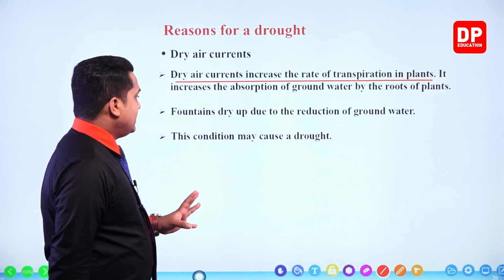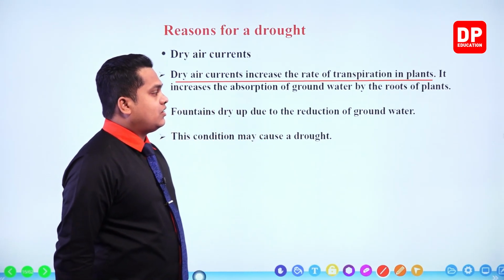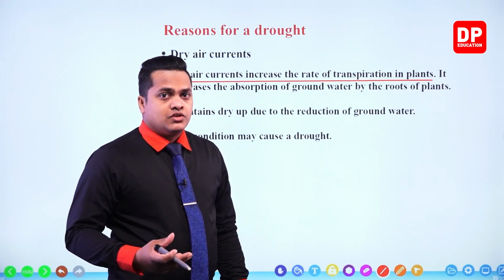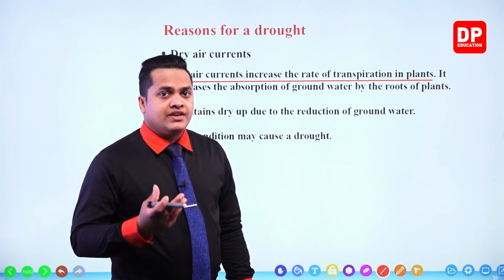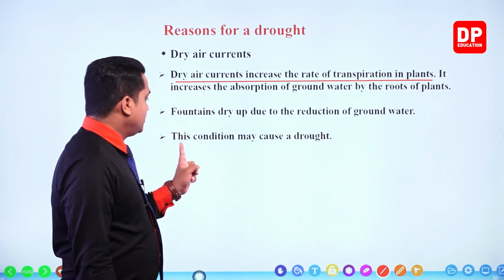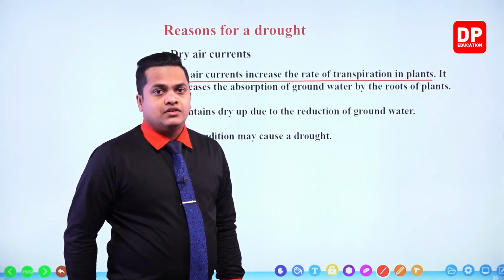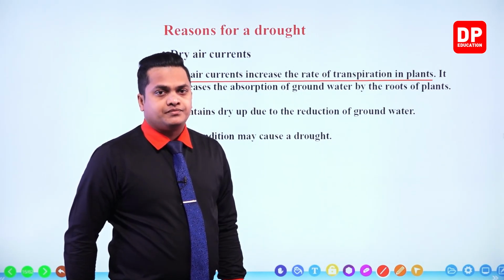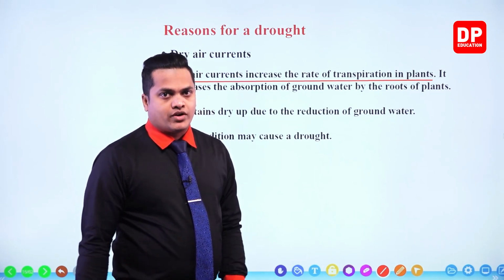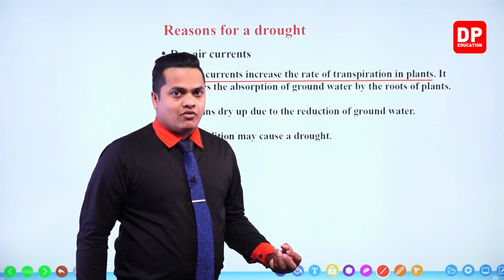So in that case, what will happen? Fountains dry up due to the reduction of groundwater. Due to the reduction of groundwater, these fountains, these water sources, will definitely dry up. That will create what? This condition will cause a drought. Drought, in the sense, means the lack of water, right? So lack of water is creating a drought.